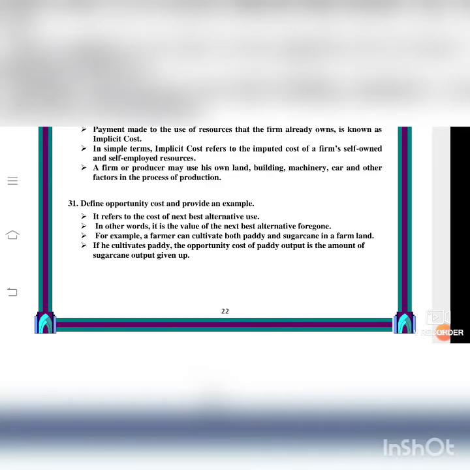For example, a farmer can cultivate both paddy and sugarcane in the farmland. If he cultivates paddy, the opportunity cost of paddy output is the amount of sugarcane output given up. So the option is there, an alternative is there, this or that. He can produce this product or that product. The opportunity cost means it is the next best alternative use.